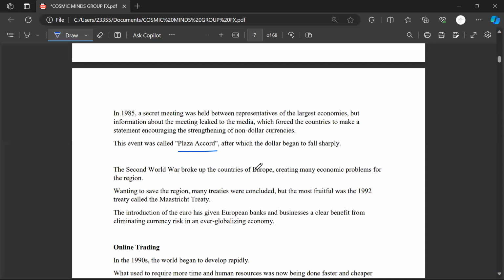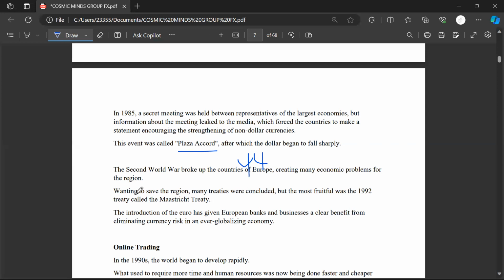So lo and behold, they were able to implement the system, and then the dollar started falling strongly. Now, the Second World War broke up the countries of Europe, creating many economic problems for the region. I think there are about 44 European countries. I'm not too sure, but that's what I think. If you have the correct figure, you can give us in the comment section.